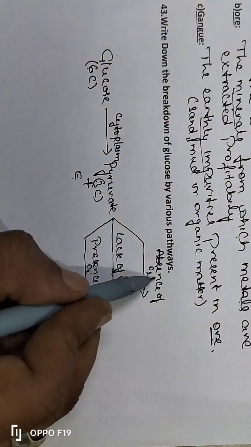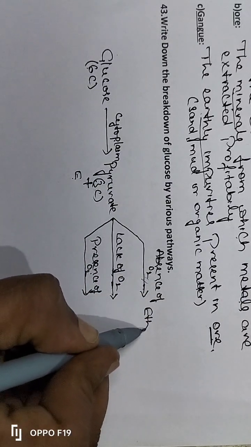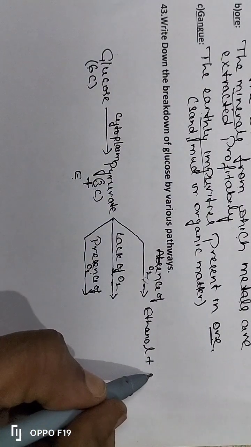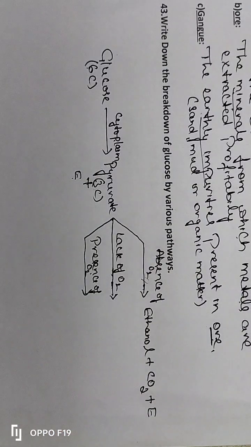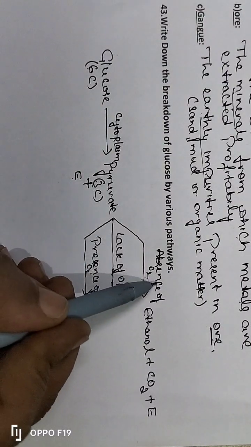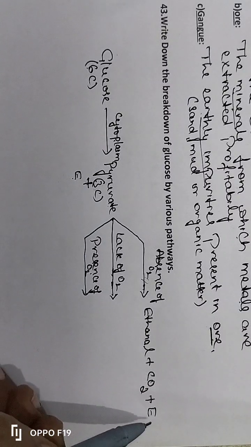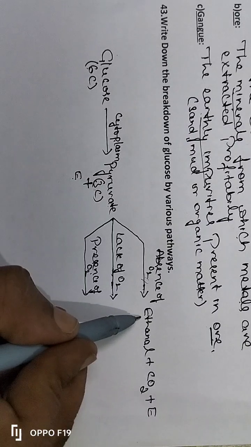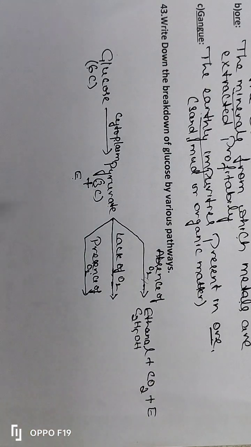In the absence of oxygen, pyruvate is converted into ethanol plus carbon dioxide, and releases a small amount of energy. This is a 2 carbon molecule. Ethanol, which we have already studied, is C2H5OH.